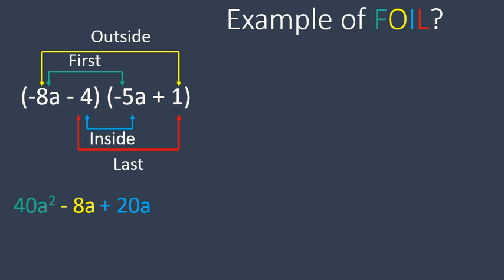And the last terms, or the final term in each binomial, negative 4 and positive 1, we multiply those together and you get negative 4.